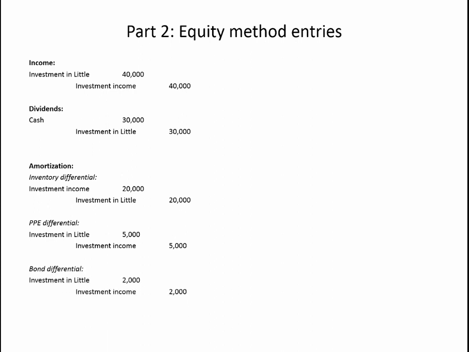Next we have our bond differential. Going to go ahead and amortize 2,000 of that.